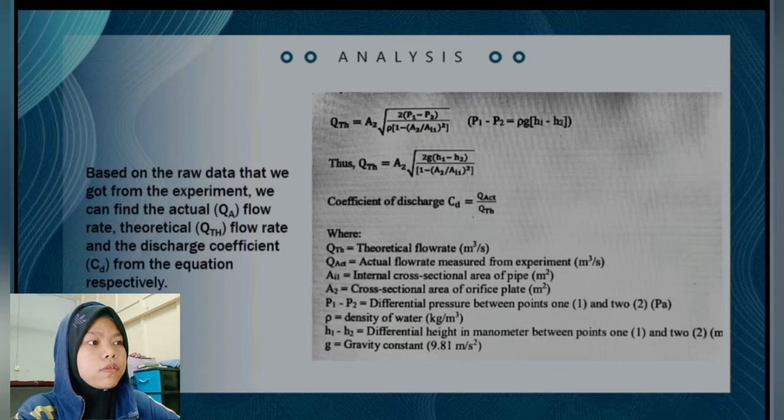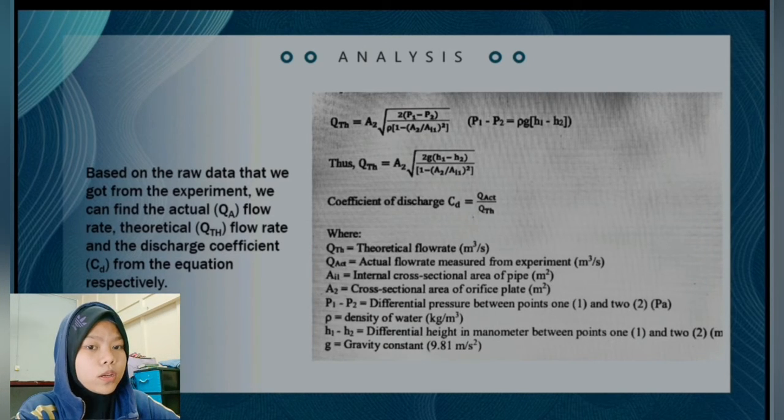To get the theoretical flow rate, we use equation 1, with the theoretical flow rate equal to the cross-sectional area of the flow rate times the square root of 2 times P1 minus P2 over rho times 1 minus the cross-sectional area of the flow rate divided by the internal cross-sectional area of the pipe, to the power of 2. Since P1 minus P2 equals rho times the gravity constant times the differential height in the manometer between 2 points, we get the final equation of the theoretical flow rate by substituting P1 minus P2.